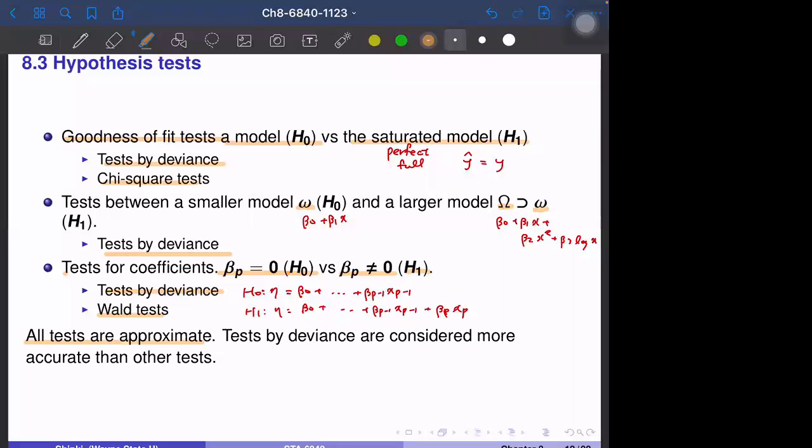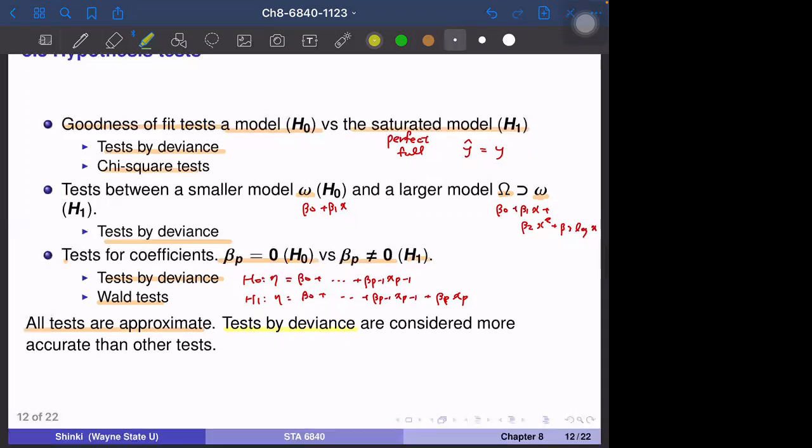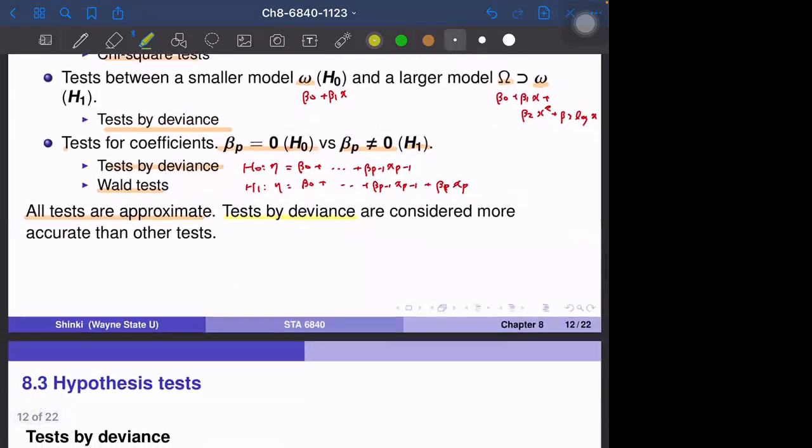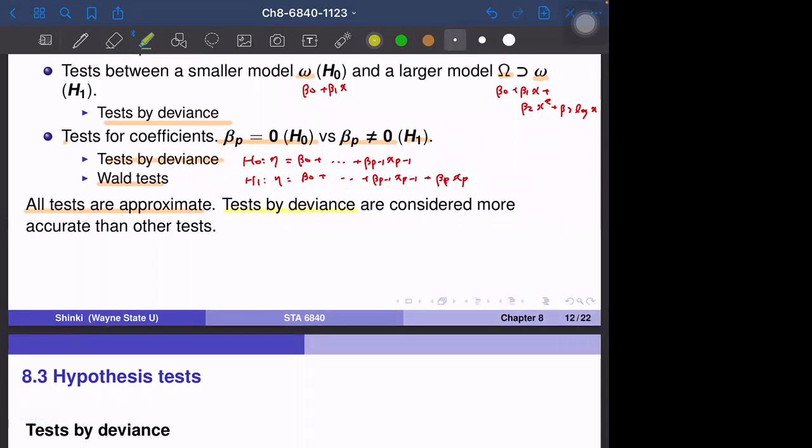So we cannot say which test is more accurate than the others, but usually it's believed that the tests by deviance are more accurate than the others. It's not clear, but the test by deviance uses the likelihood function. And finally, we use the normal approximation. But the other tests basically use the normal approximation at an earlier stage. So in my understanding, the test by deviance is regarded as better than other tests. But the test results should be somewhat similar to each other, especially when the sample size is large.